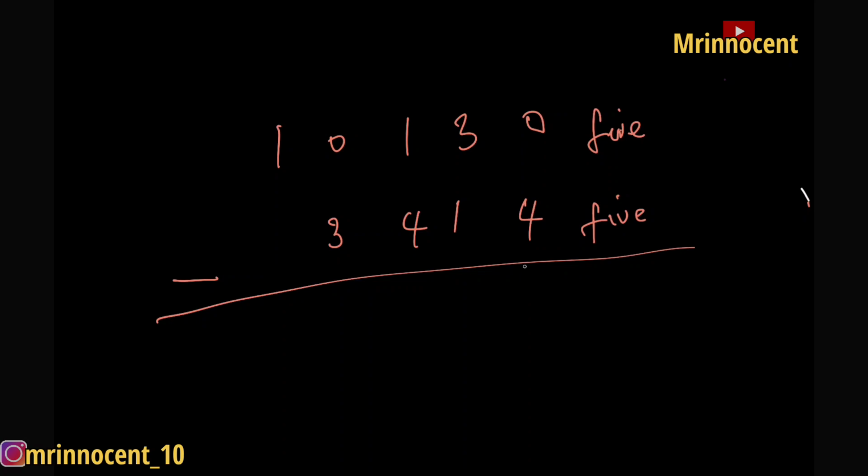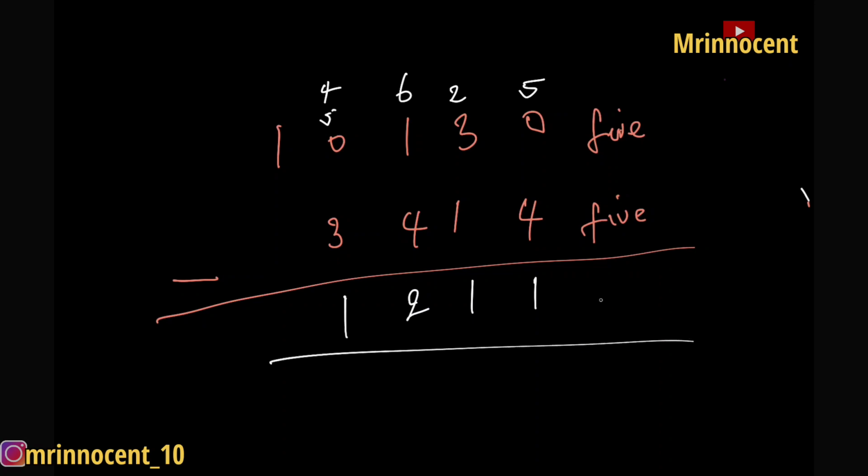0 minus 4, can't. Borrow one here, call it 5. 5 minus 4 is 1. This one, 2 minus 1 is 1. 1 minus 4, cannot, nothing here. Borrow one here, call it 5. You borrow one here, call it 4. Bring it here, 5 plus 1 is 6. 6 minus 4 is 2. 4 minus 3 is 1. All in base 5.